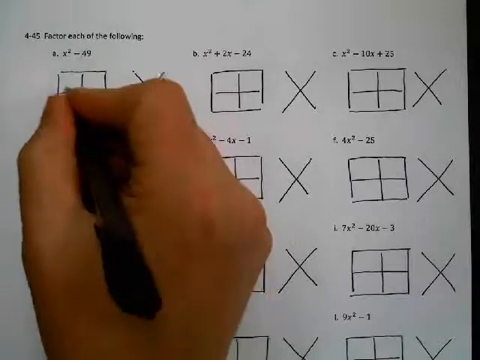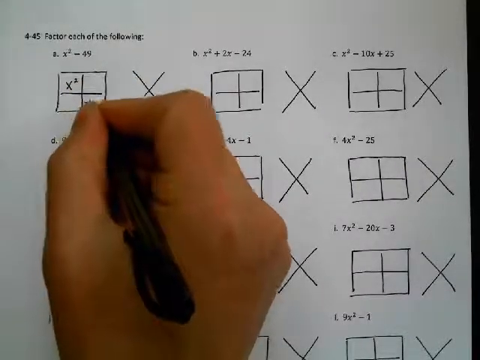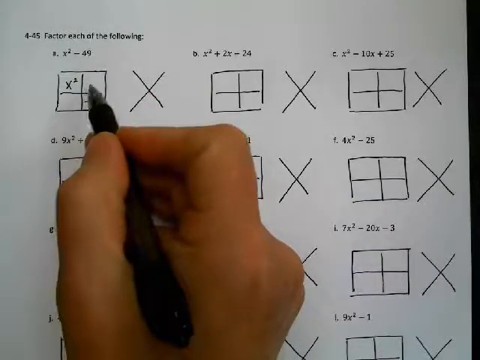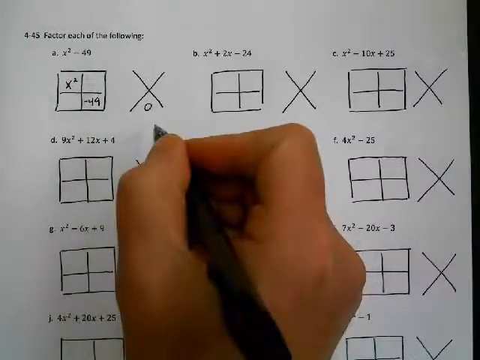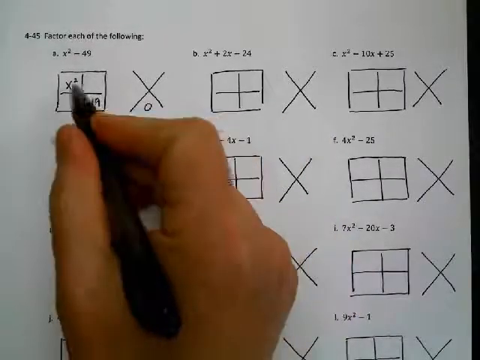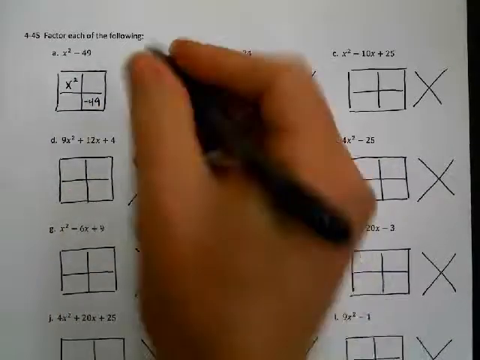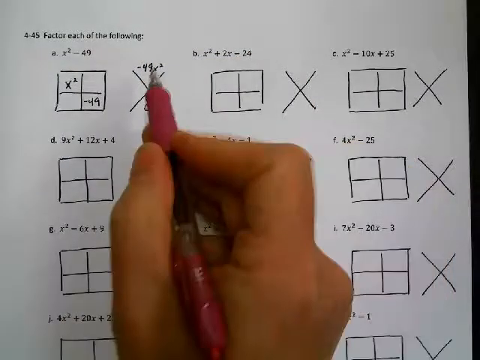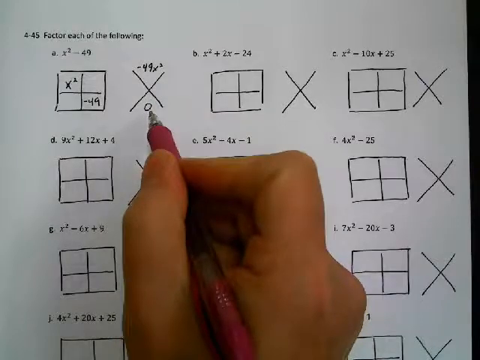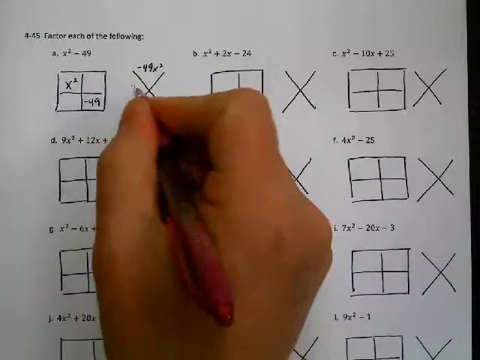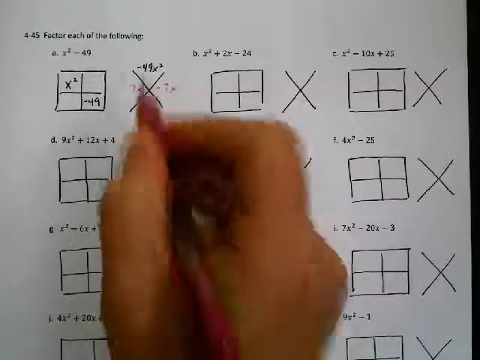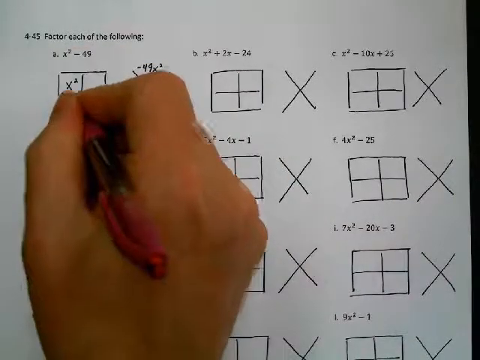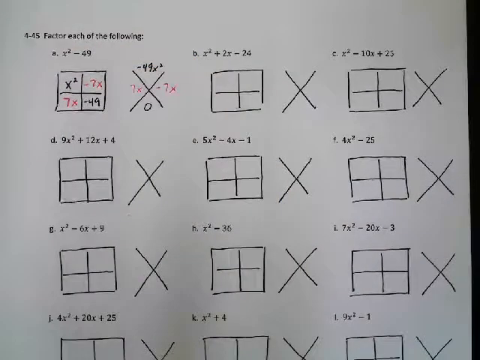So for this one, I've got my x squared, and I've got my negative 49, but there's no x term in the middle. That means these two numbers have to add up to 0. And then remember, the diagonals multiply to give us the same as these diagonals multiplied. So this is negative 49x squared. What multiplies to give us negative 49x squared and adds to give us 0? Well, the only thing that can be is positive 7x and negative 7x. That multiplies to give me negative 49x squared, and it adds to give me 0. So I'm going to put 7x here and negative 7x right there.